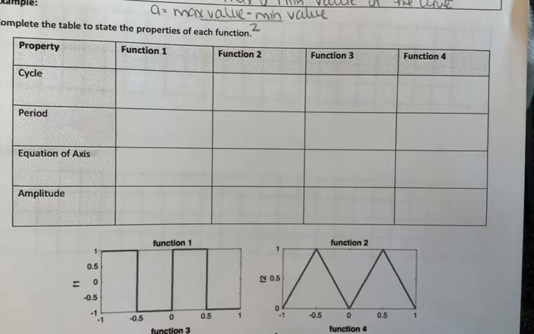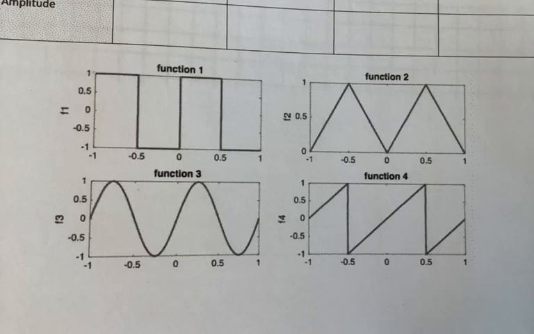All right, so we have this chart and we have these four functions, and we're going to fill in the chart using these four functions. We're going to look at the cycle, the period, the equation of the axis, and the amplitude. For function 1, what is the cycle? Remember that the cycle is the shortest distance on a curve before the curve begins to repeat itself. For function number 1, I start up here at 1, I go down, now I'm back at 1 and I'm going to start repeating again. So the cycle goes from -1 to 0.